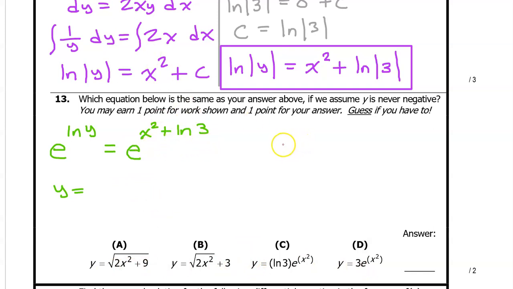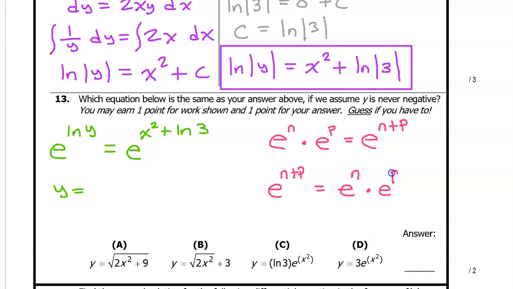Well, let's do a quick side lesson. If I have e to the n power times e to the p power, we know that when you multiply like bases, you add the exponents. So that would give you e to the n plus p power. But this is reversible, so if I have e to the n plus p power, I can rewrite this as a product, e to the n power times e to the p power. And that's what I have going on over here.